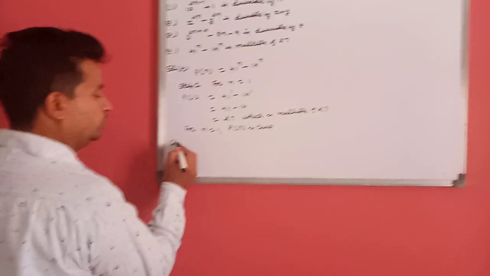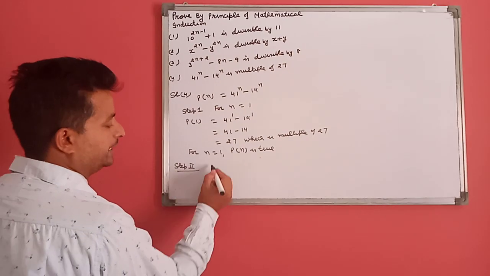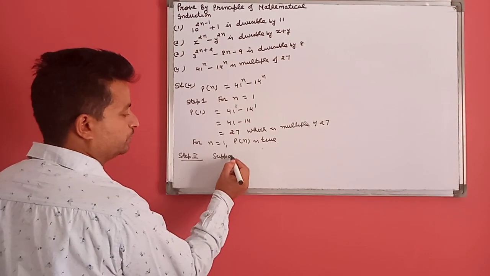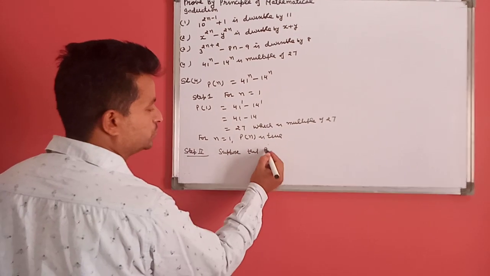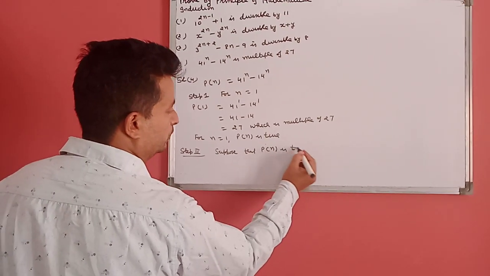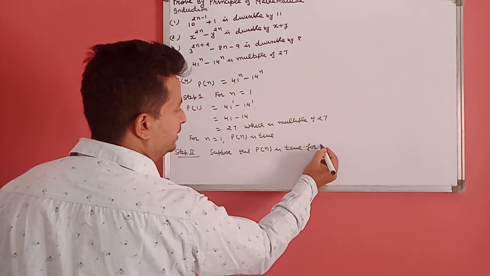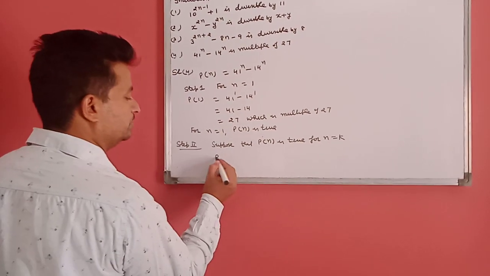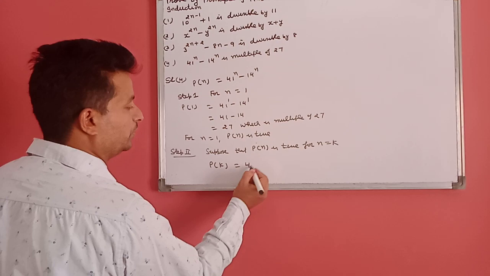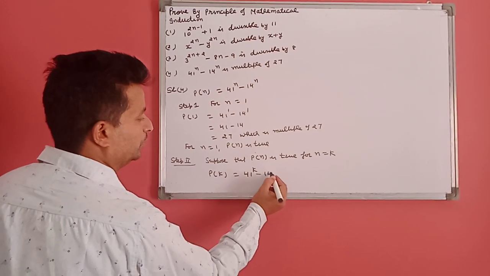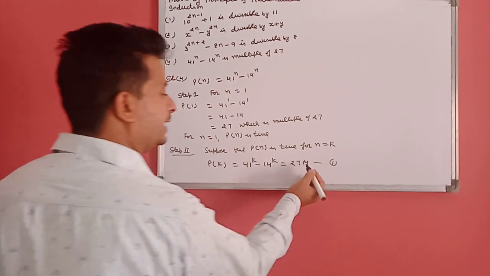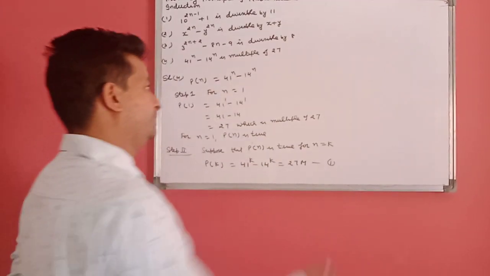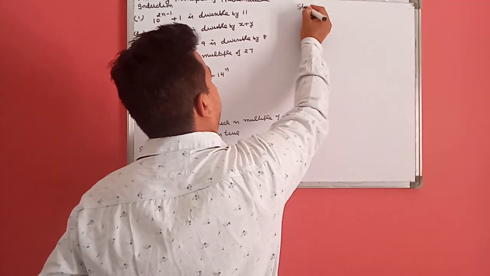In step 2, we suppose that P(n) is true for n = k. This means P(k): 41^k − 14^k = 27m. Here m is the multiple.